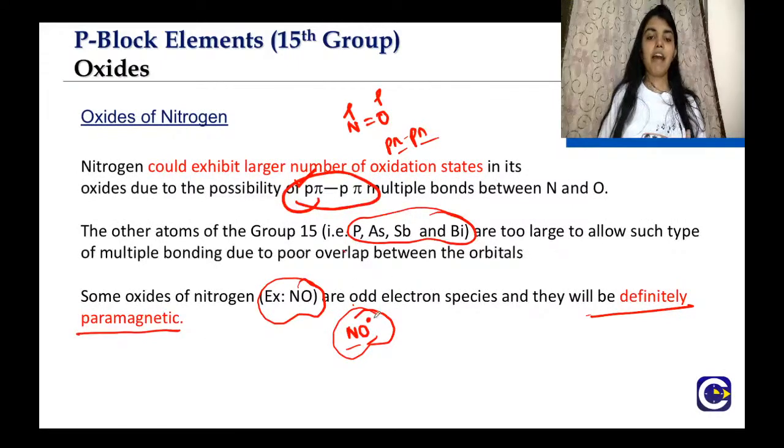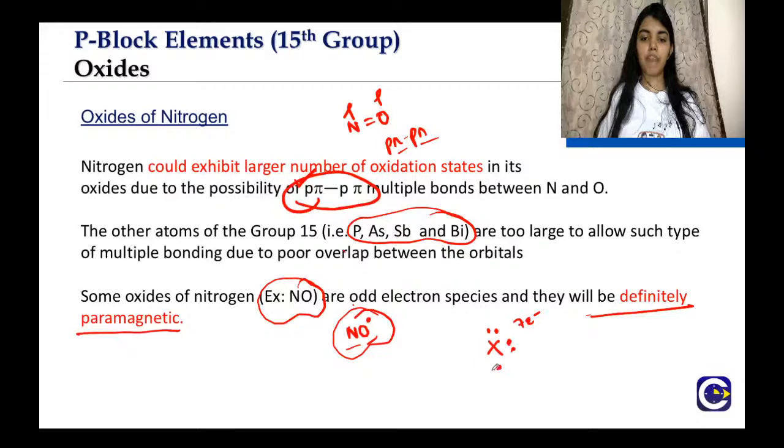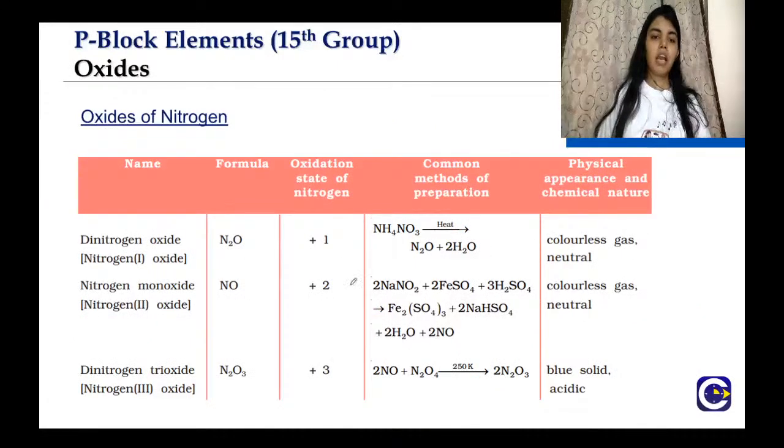Obviously, if they are having an odd electron, let us say, for example, let us take element X, and it is having an odd electron. That means, let us say that it is having 7 electrons, right? So 1, 2, 3, 4, 5, 6, 7. So these are paired, but one electron is left unpaired. So wherever there is an odd electron species, it will definitely be paramagnetic in nature due to the presence of the unpaired electron itself.